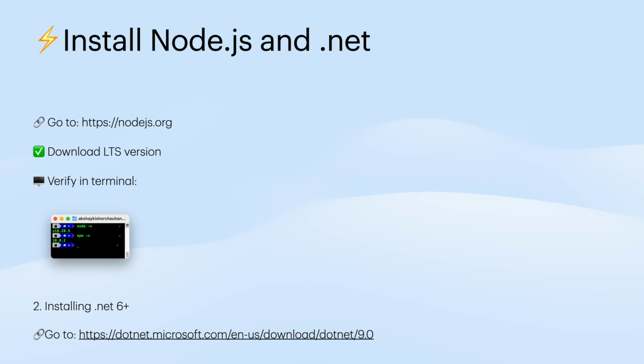Next, we will install the .NET SDK. Visit the link shown on the screen and download .NET 6 or higher depending upon your OS. This is required by the CLI to run background build processes.